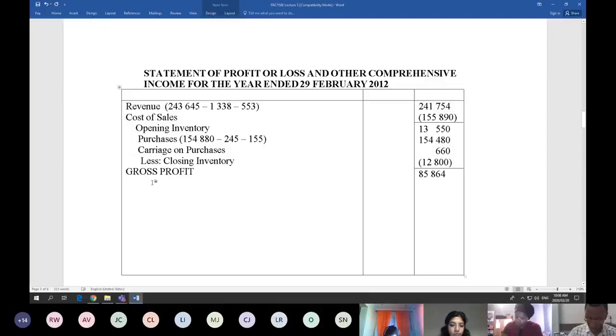We continue with our statement here. After the gross profit, your next heading is other income. We are looking for our other income.